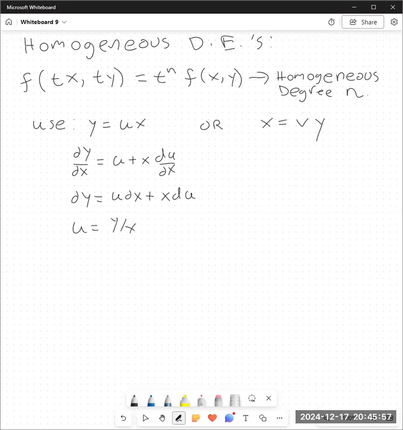Here we have dx/dy is going to be v plus y dv/dy. So dx will be equal to v dy plus y dv. And when we come back and make our substitution at the end of the problem, v will be x over y. Let's look at some examples here.